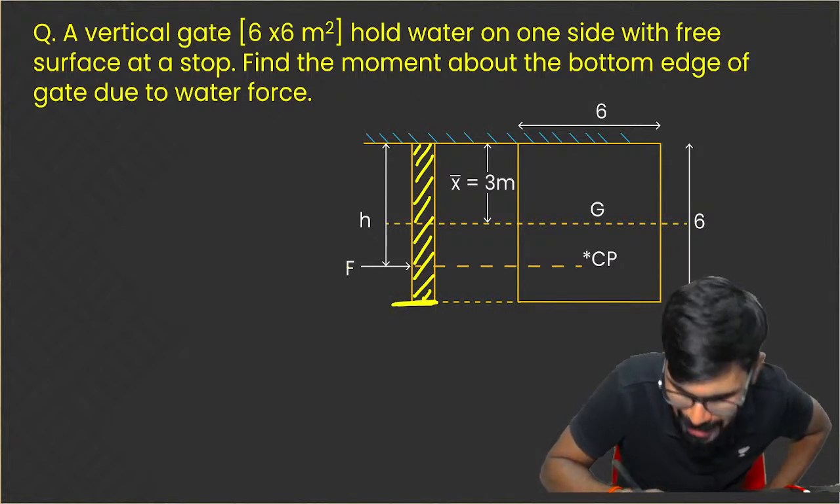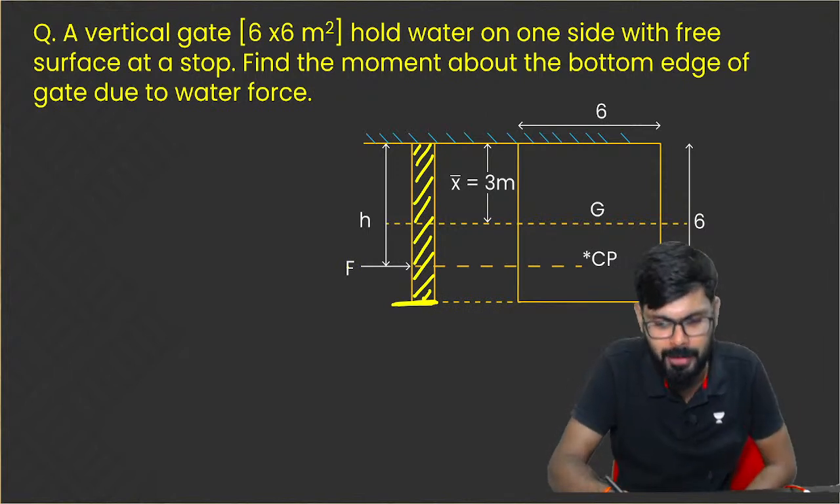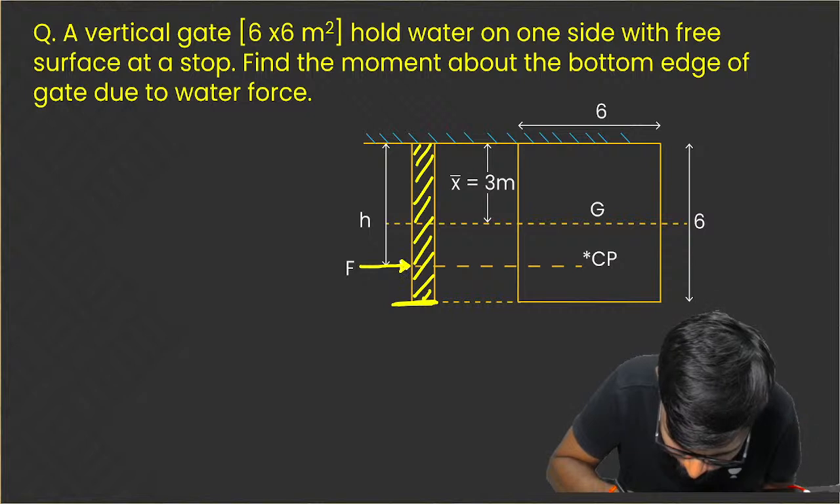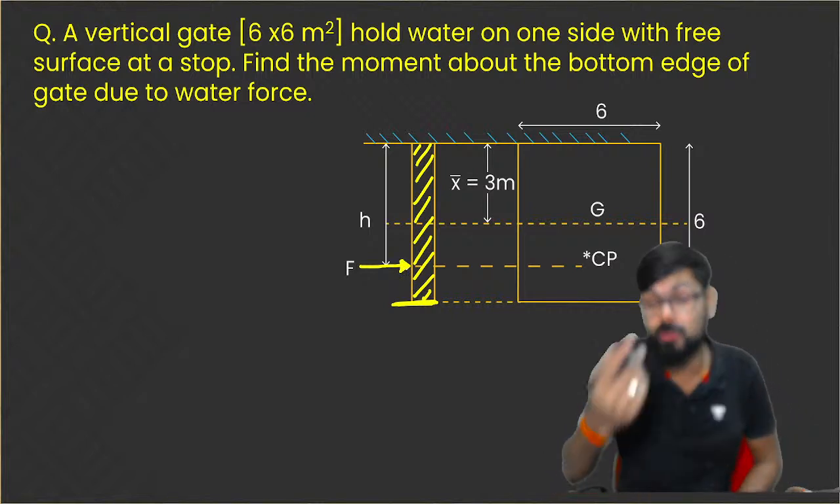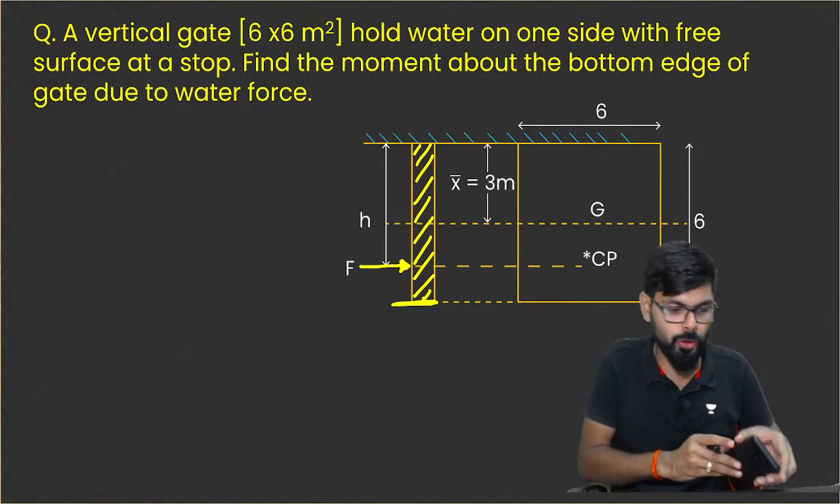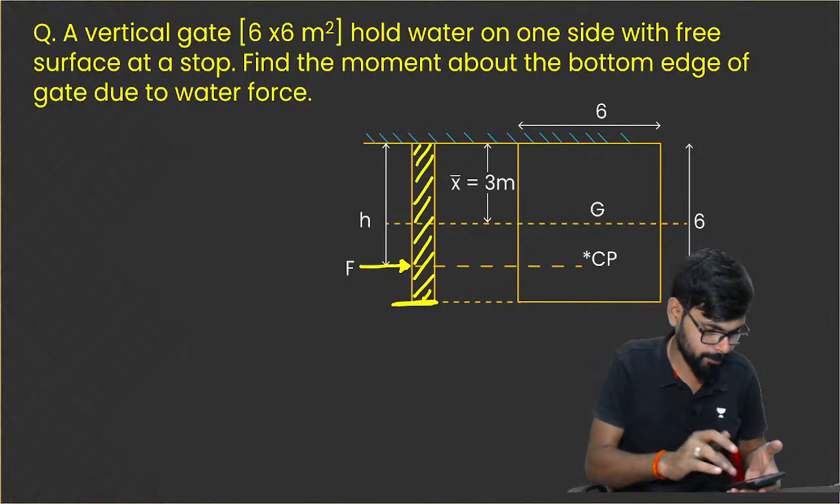So first, to find out the moment, what we need to do, we must know what is this F value. We must know what is this F value and where it is going to act.